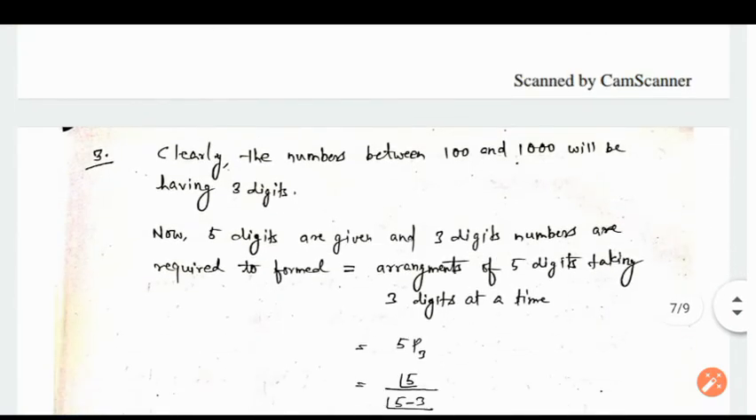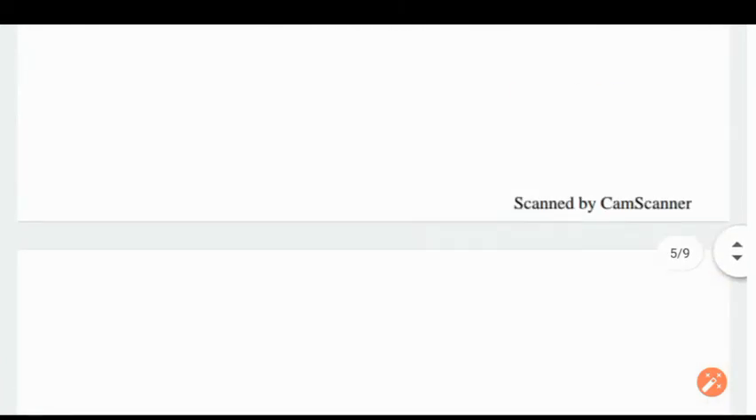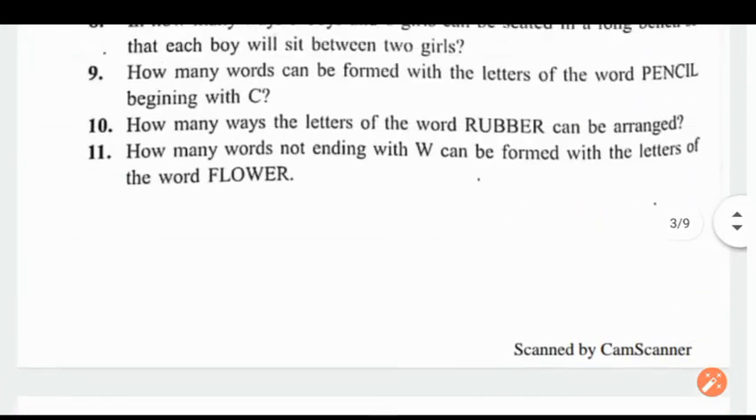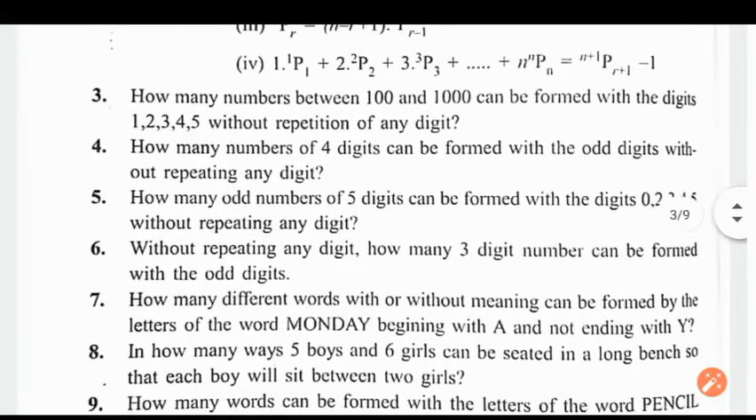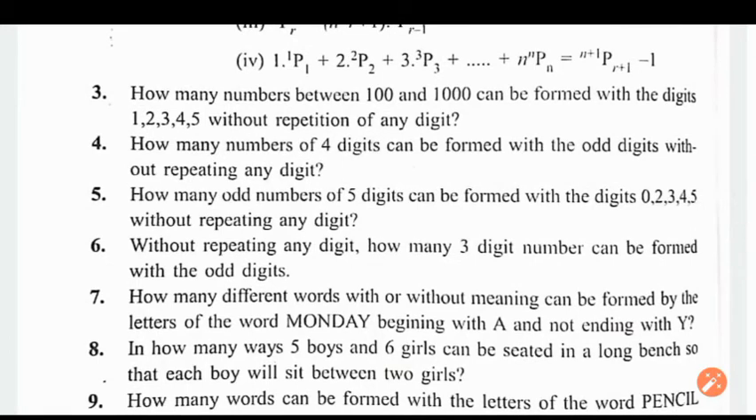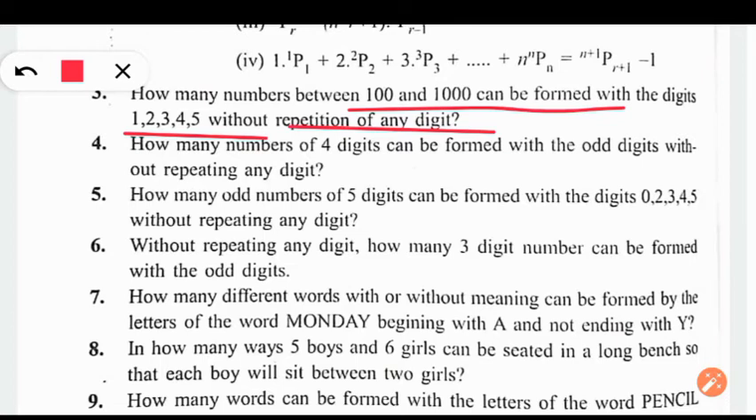I have solved question number 3. So let's read question number 3 first. Here we have, how many numbers between 100 and 1000 can be formed with the digits 1, 2, 3, 4 without repetition of any digit? Without repetition of any digit means you can use digit 1 only once. You can use digit 2 only once. You can use digit 3 only once.